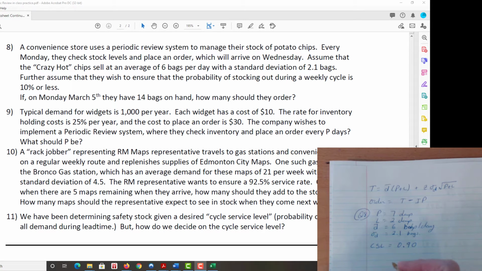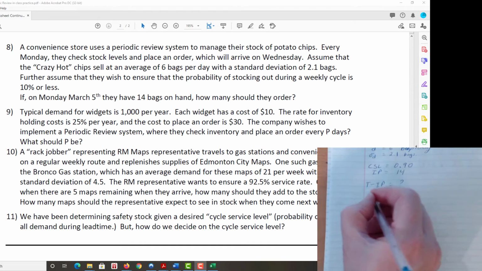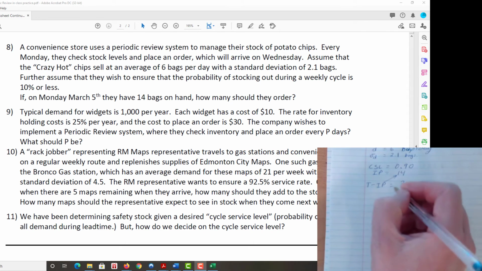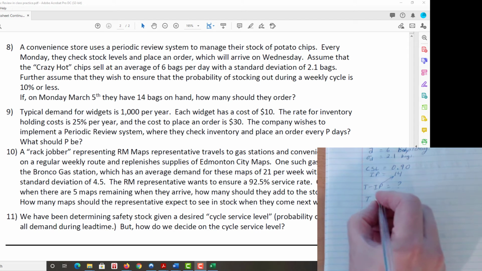And if on Monday, March 5th, they have 14 bags on hand, inventory position equals 14. How much should they order? So we're looking at T minus IP, and that's what we're interested in. So we know what IP is, that's the 14. Okay, so that's no problem. Now let's find out what the T is.